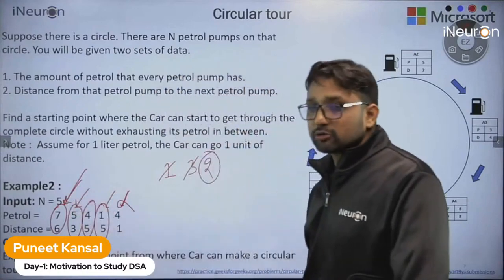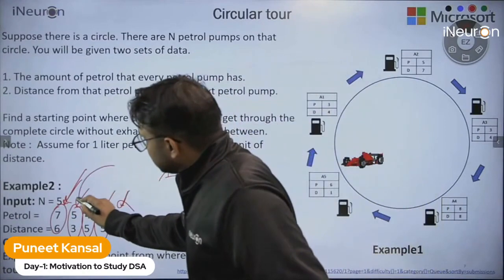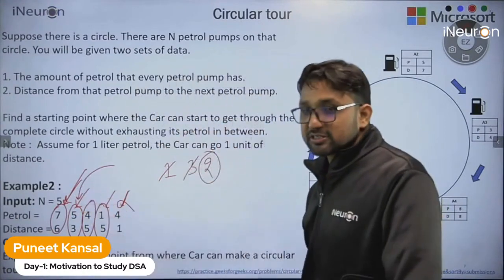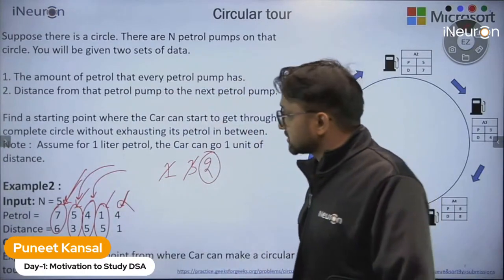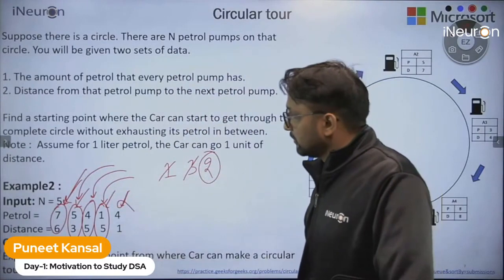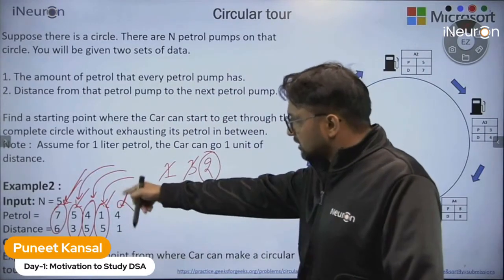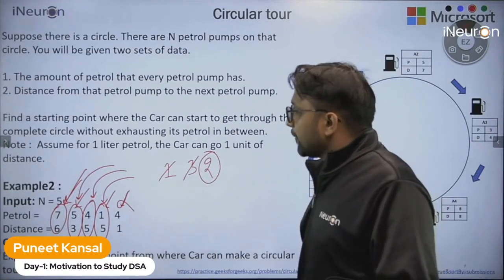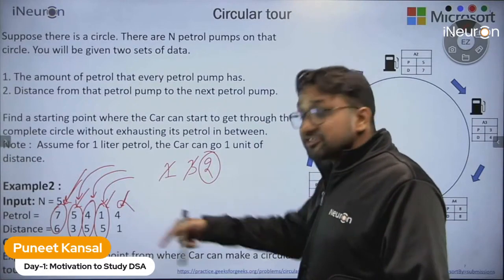So I cannot visit all the stations if I'm starting from here. And you can check, even if you start from here, you cannot visit all the stations. I will come to this point, because from this point we will get the efficient solution also.